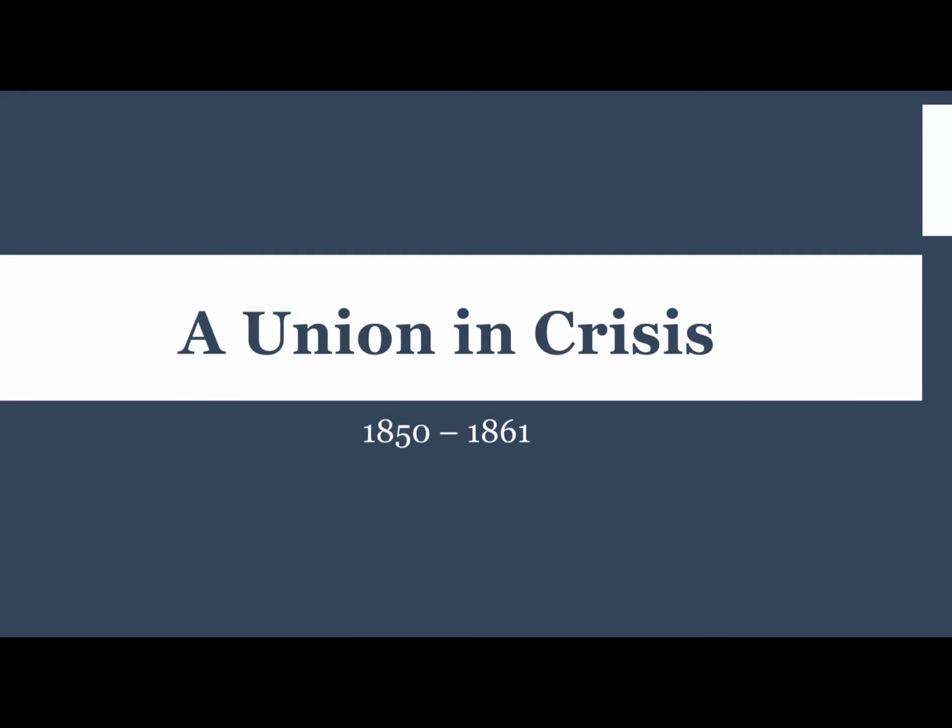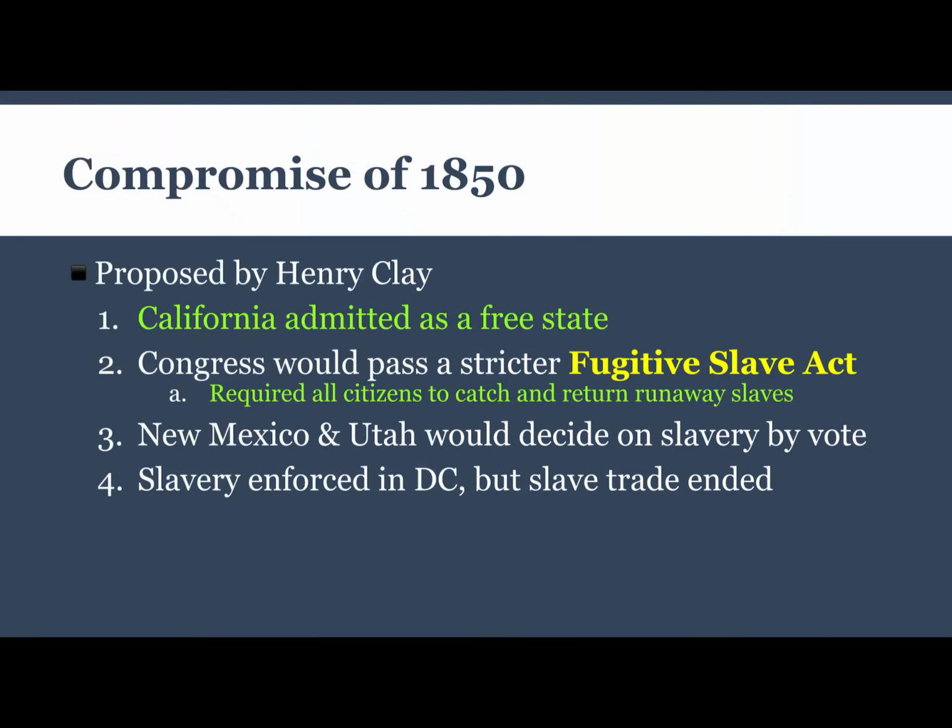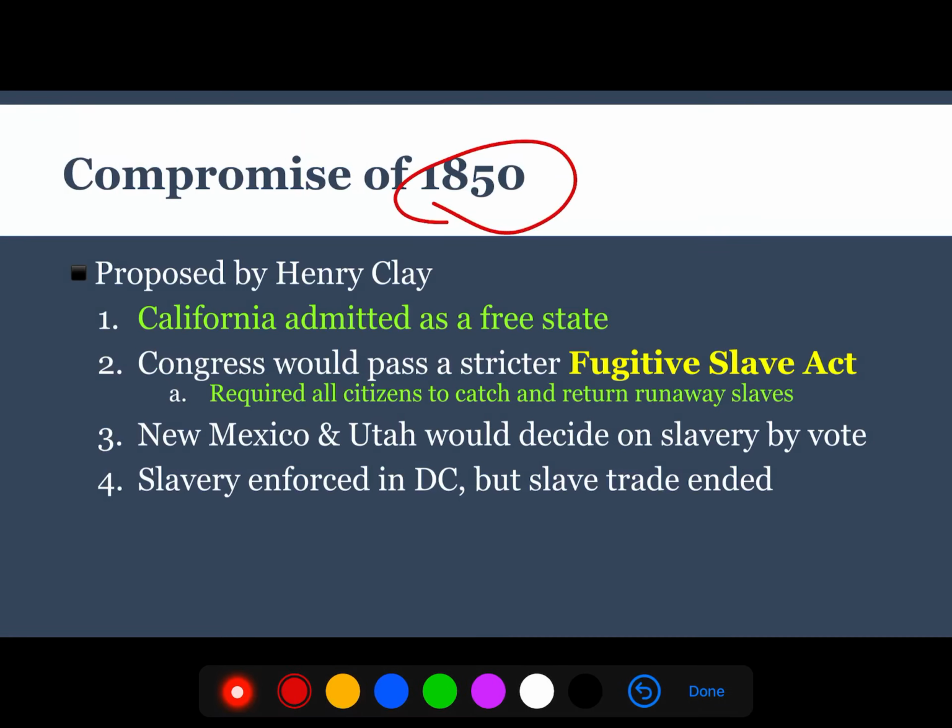All right. Union in crisis. Here we go. So we're starting in 1850. And the reason for that is because of the Compromise of 1850, which was a series of acts that was proposed by Henry Clay, who's a senator from Kentucky. And he's, I guess you could kind of call him a moderate, at least for the time period.